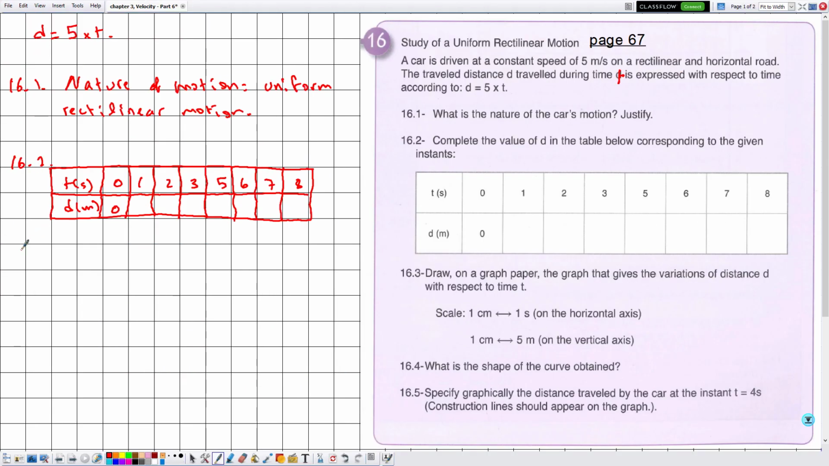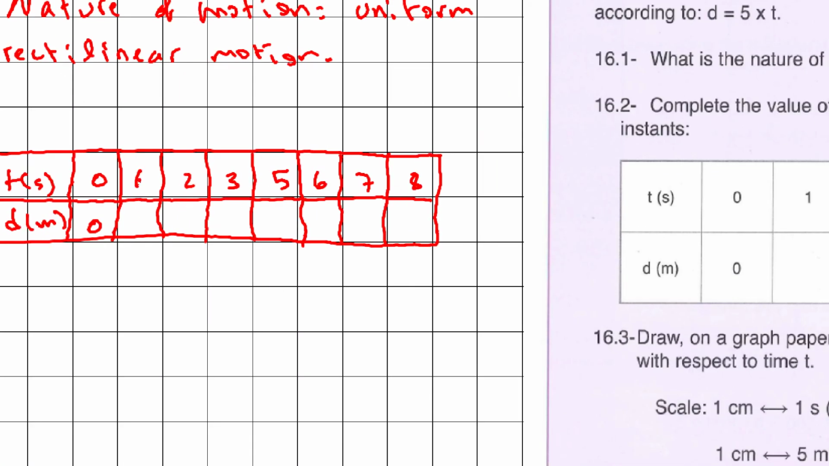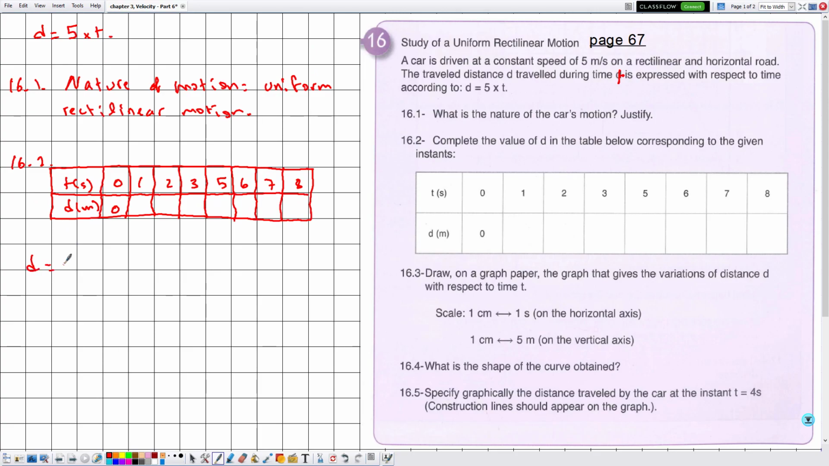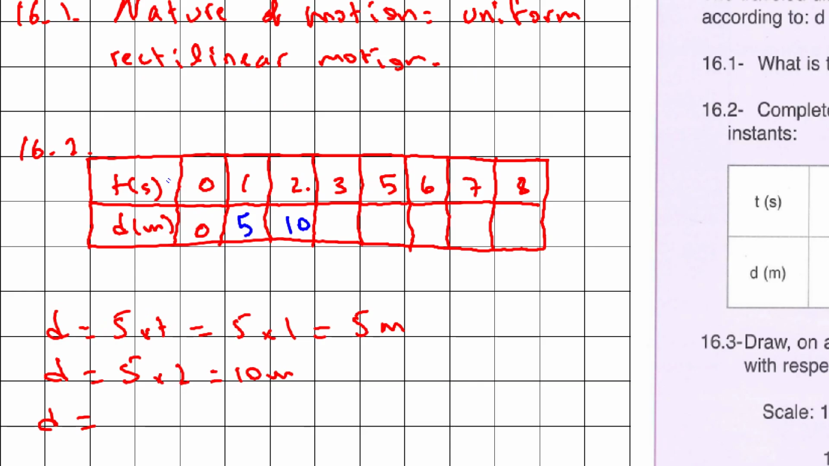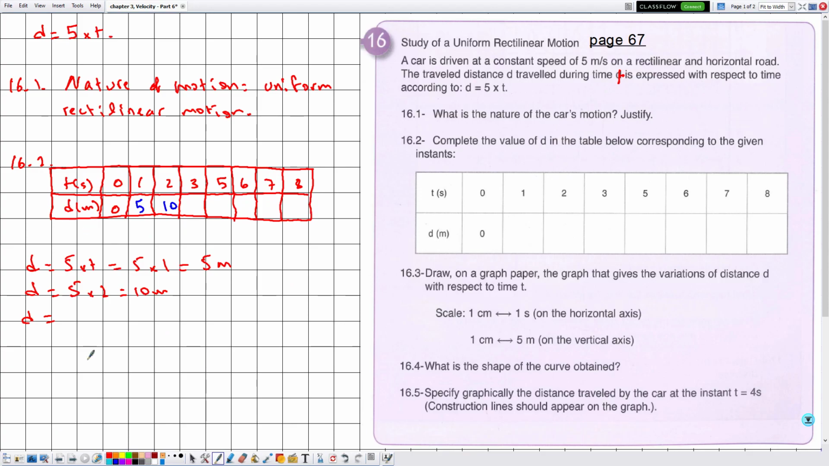Then we are supposed to fill this table using the following relation: d is equal to 5t. So whenever we know the value of t, we can determine the value of d. For t is equal to 1, d is equal to 5 multiplied by 1, which is equal to 5 meters. For t equal to 2, d is equal to 10 meters. So here we have 5, 10. Notice that in physics all quantities must have a unit, but these don't carry any unit because the unit is already placed in the first column.